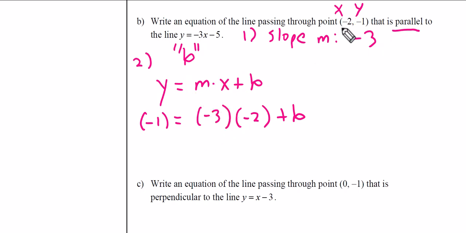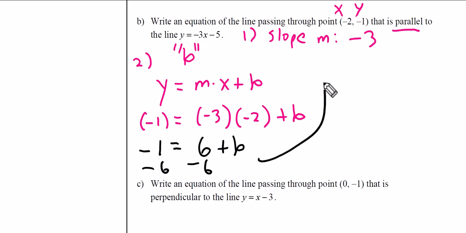And the x value is negative 2. We can go ahead and simplify this. We're doing this to find the b value. So negative 3 times negative 2 is a positive 6. Don't confuse those. This is a b. That's a 6. We subtract 6 from both sides.